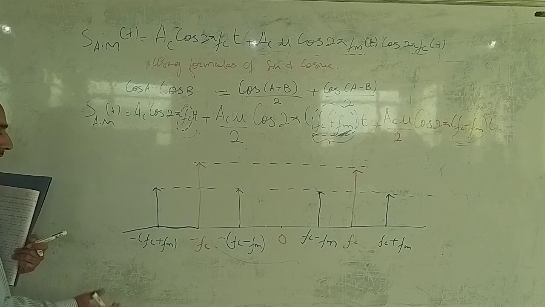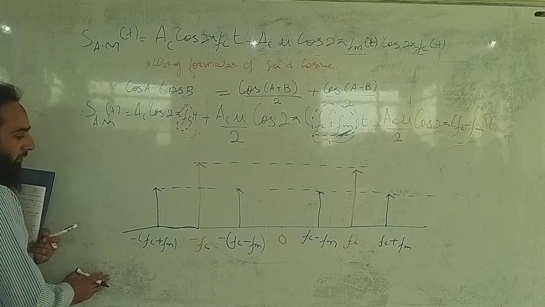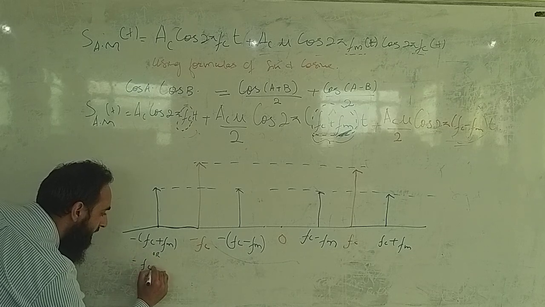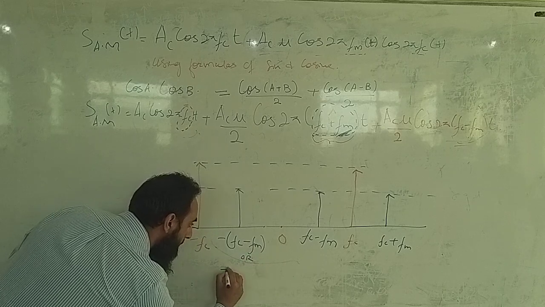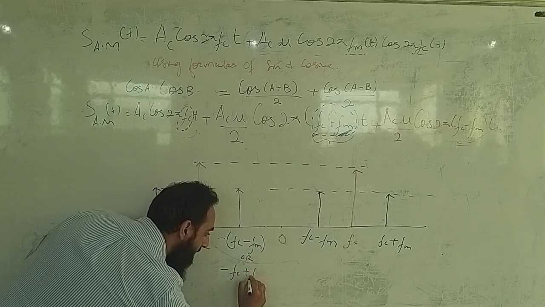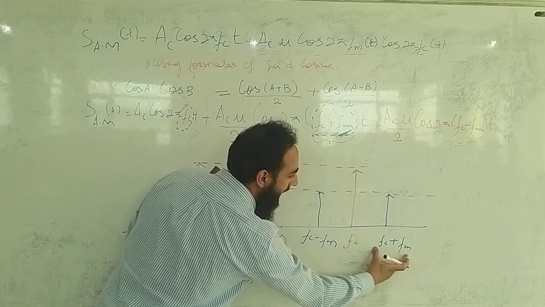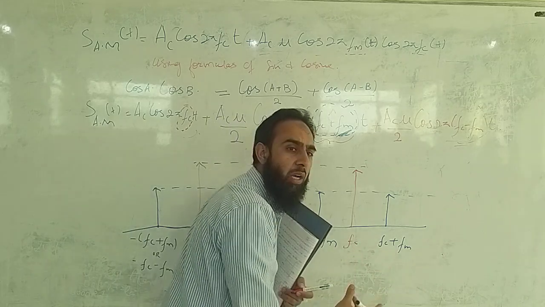Generally you will not see it like this. You will see maybe someone has taken the minus sign inside. So instead of this, you can write minus Fc minus Fm, and here also minus Fc plus Fm. Now this one was upper sideband or lower sideband? This one. This is upper or lower?